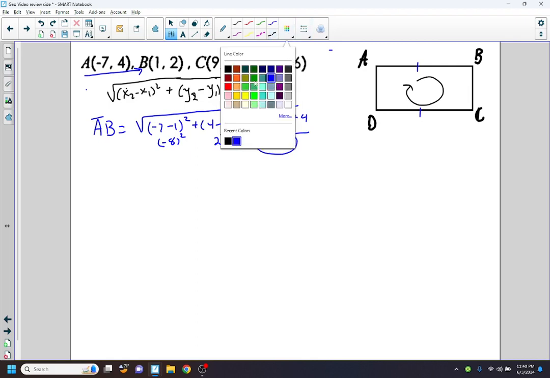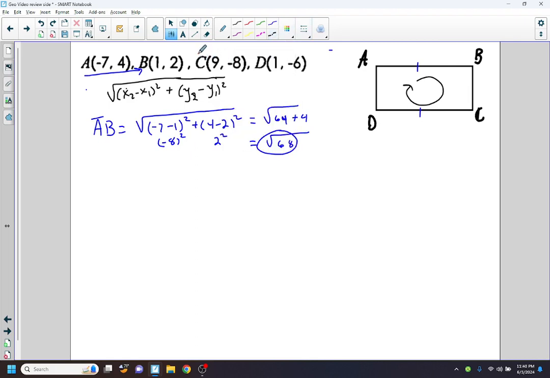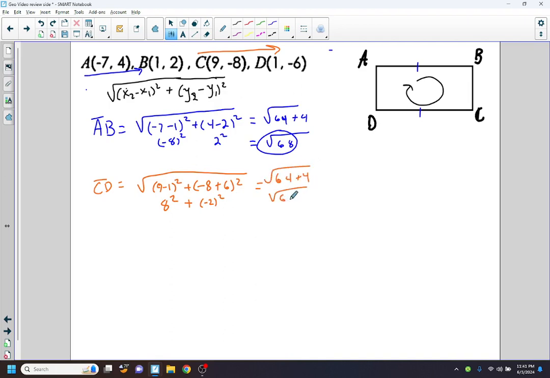Now you're like, oh, is that good enough? No. We have to now check the next pairing, which is C and D. So we're seeing if CD is going to match this. So CD, 9 minus 1 squared plus negative 8 minus negative 6. Because it's minus negative 6, that's a double negative, so it's positive. So this is 8 squared plus negative 2 squared, which again is 64 plus 4, which is 68.